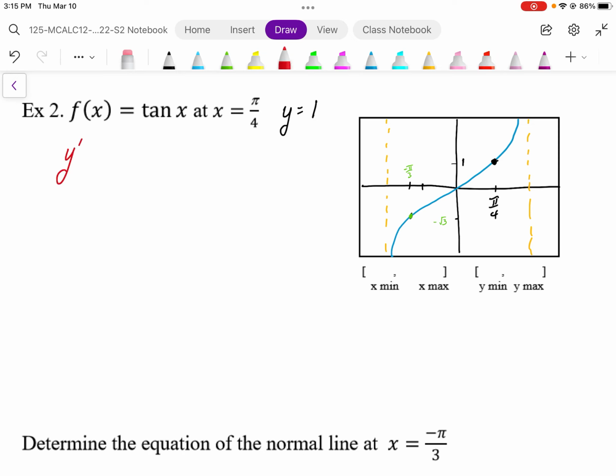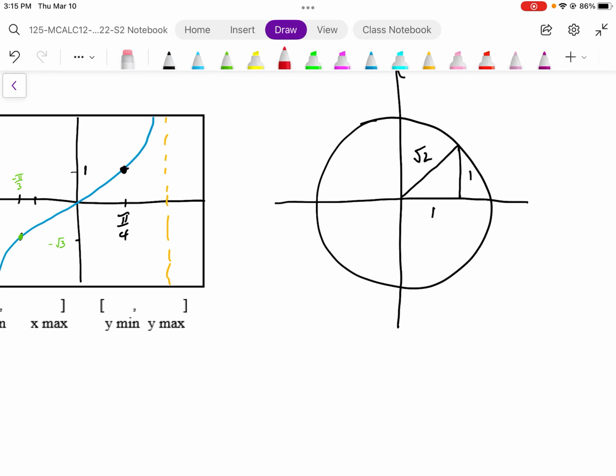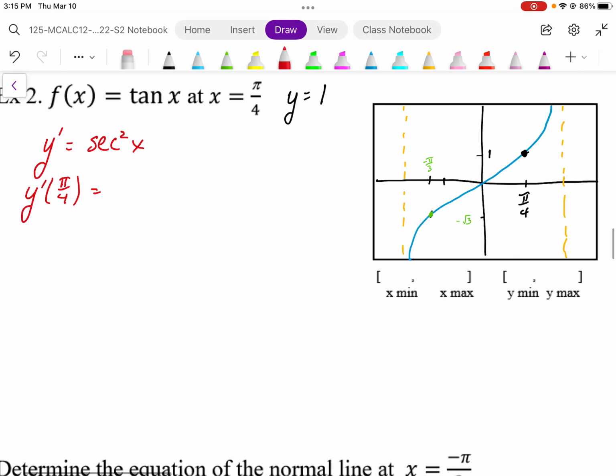Now all I need is the slope, so I want the derivative. The derivative of tan is secant squared, and I want to find the derivative value at x equals pi over 4. At pi over 4, the secant value is the radius over the adjacent side, the x coordinate. We can think of it as cosine being 1 over root 2, and the secant is just the reciprocal of that. So secant is root 2, and we square that, so we end up with a slope of 2.